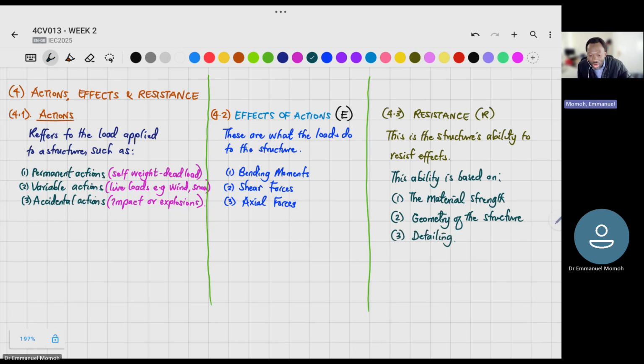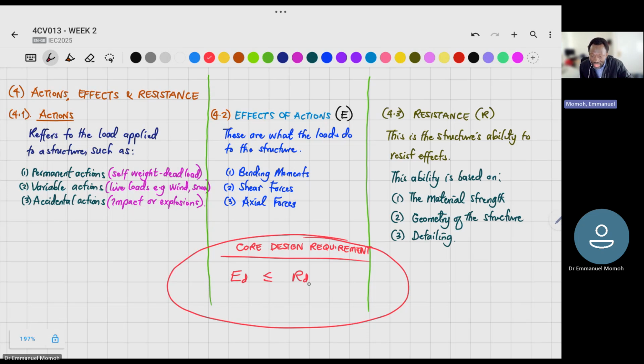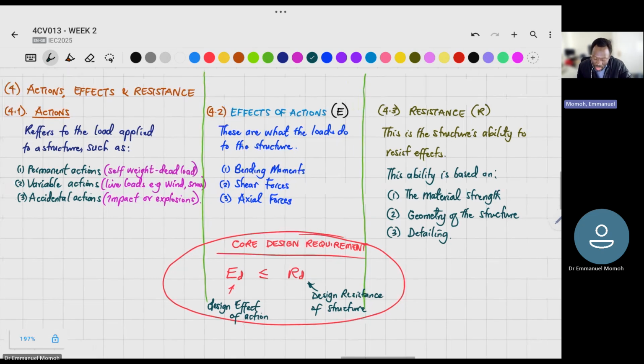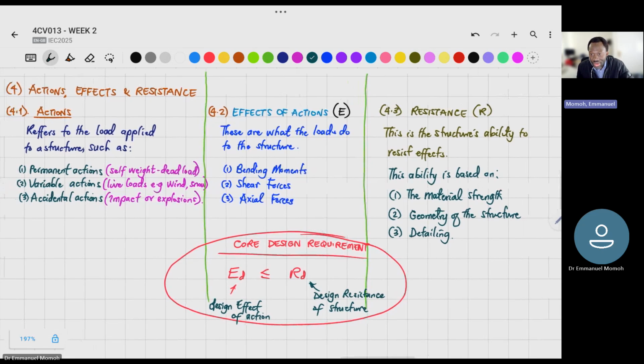So what is the core design requirement? The core design requirement is that the design effects of the actions should be less than the design resistance, where ED is the design effects of the actions and RD is the design resistance, which means that the resistance of the structure should be greater than the effect of the actions, which keeps the structure safe. Now we are going to look at partial safety factors.